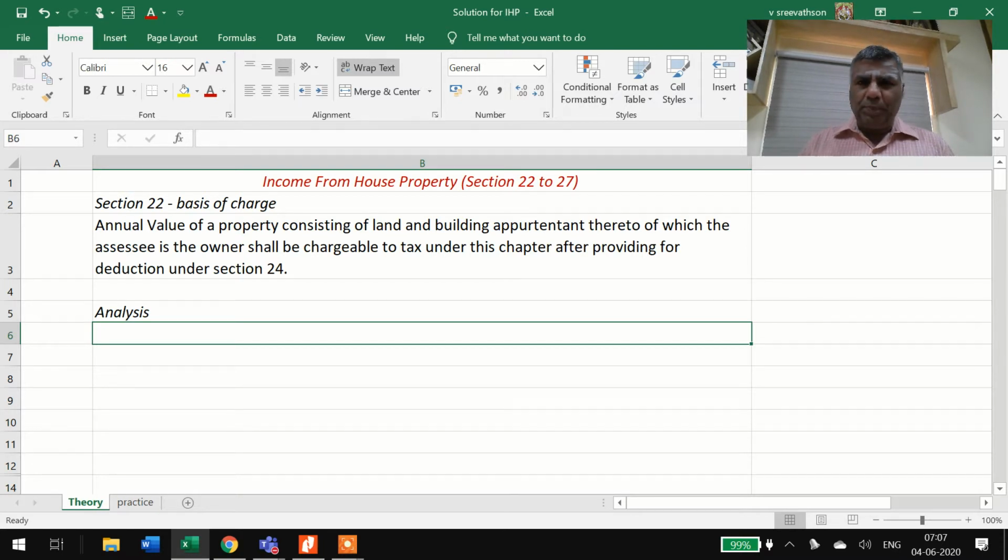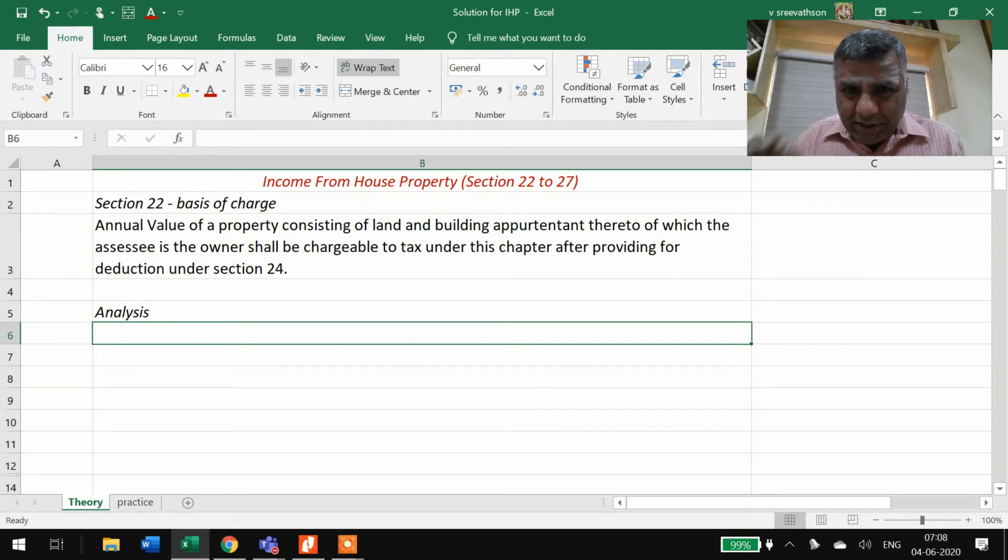Your notebook is your property. Your pen is your property. Your kit, your scale, your book. From here, as our friend Naman was saying, till land and building, everything. For the question, what is property, the answer is very big. But look at the law: it first opens up saying annual value of a property, and then closes the definition by saying what type of property we are talking about, consisting of land and building appurtenant thereto. I'm not talking about the other types of property in this chapter.